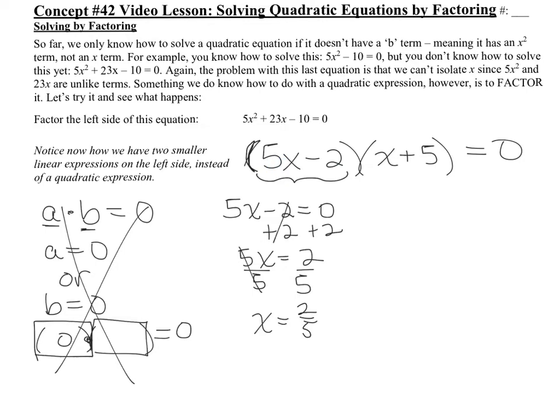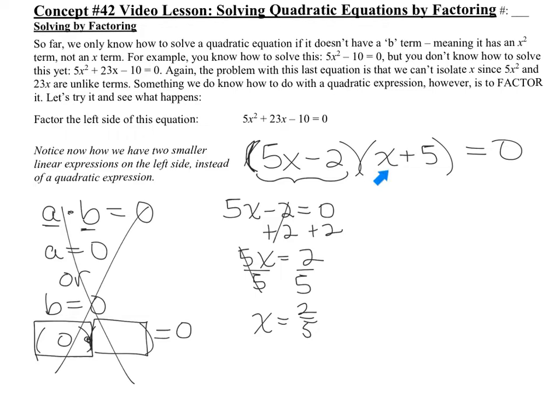So this set of parentheses would be 0, so it wouldn't even matter what 2/5 plus 5 is, because the whole equation would still be equal to 0. That would also be true if I put 2/5 in for x up here, you will get 0. Now, because it's quadratic, there's more than one solution.